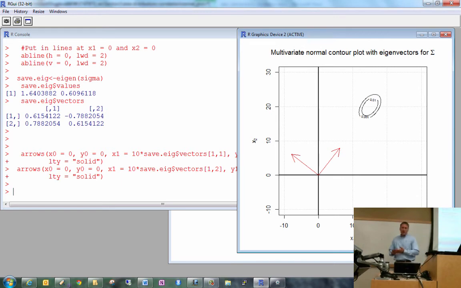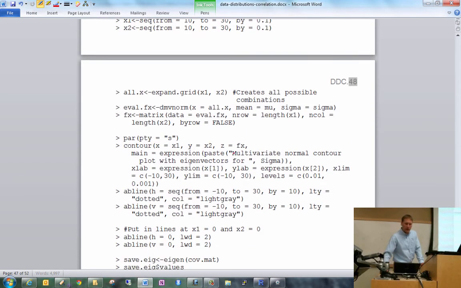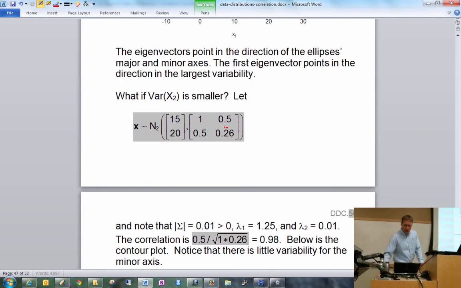Okay, well, let's look now at a situation where my covariance matrix changes a little bit. Suppose I have a lot less variability in X2. Previously, I had a variance of 1.25. How about I drop that to 0.26? So now I have 0.26.